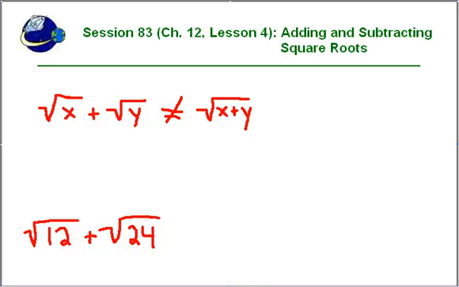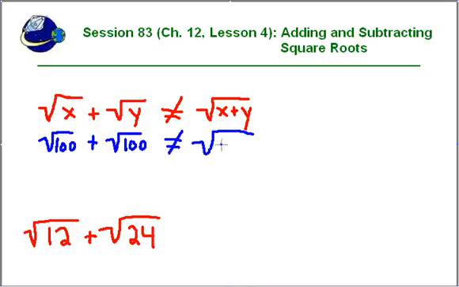Let's go ahead and start with 100. We're going to say x is 100, and we're going to say that y is also 100. We're going to give them the same value here. And then we're going to stick 100 plus 100 inside, which is the same thing as 200.